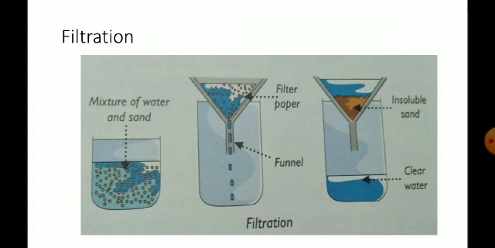Next, filtration. The very fine insoluble substances that remain suspended in the liquid and do not settle are separated by this method. It generally involves using filter paper. A filter paper has very fine pores that allow only the liquid to pass through. The insoluble substances are left behind on the filter paper. The separation of fine insoluble particles from a liquid using filter paper is known as filtration. So another method is filtration.